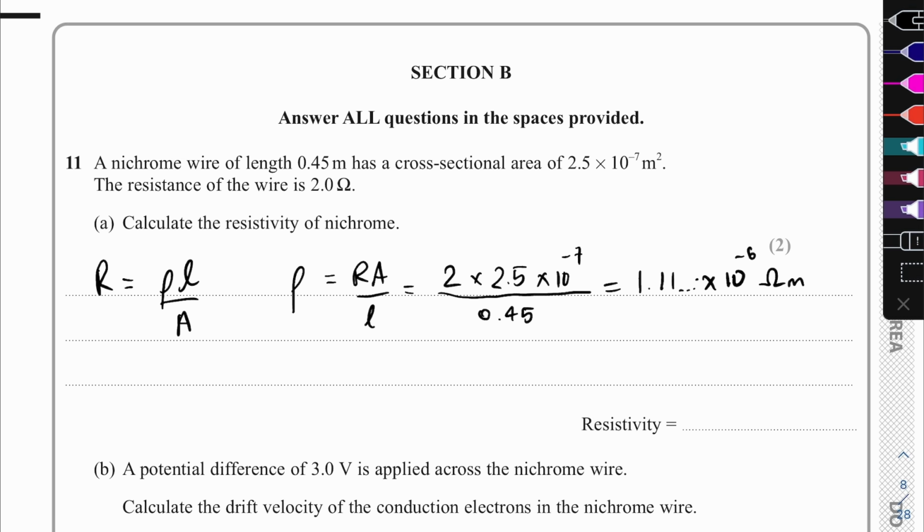Now what do we round it to? We can see that this is to 1 decimal place, this is to 1 decimal place, and this is to 2 decimal places. We look at the lowest one, so that is 1 decimal place. So we round it to 1.1 times 10 to the power of negative 6 ohm meter. So that's our final answer over here. So what do you get the marks for? We get the marks for saying the final answer and for using resistance equals rho L over A.